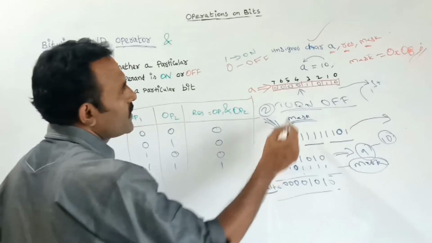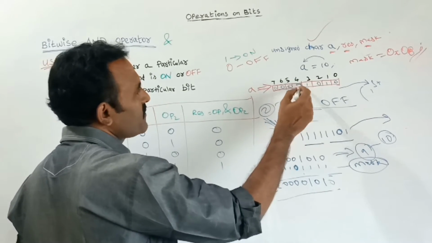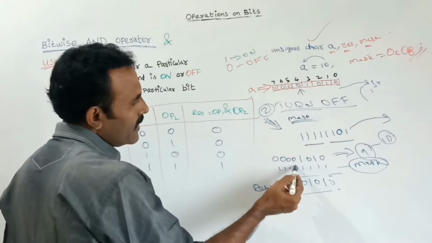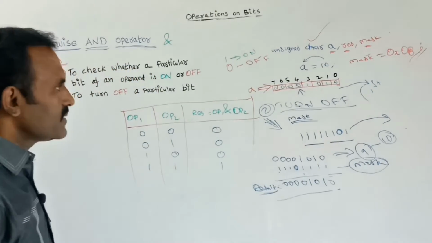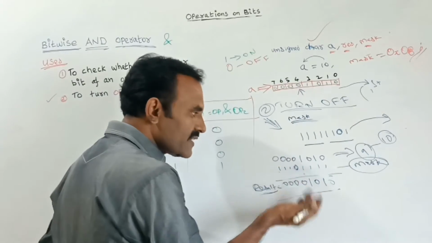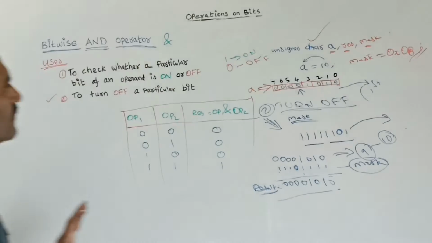See, what is the fourth position value? If the fourth position value is already off, then no problem. Here it is off. Suppose it is on, then the mask value of 0 will turn off that particular position. Now let us see some programs.